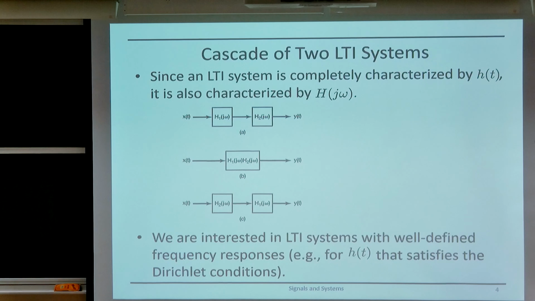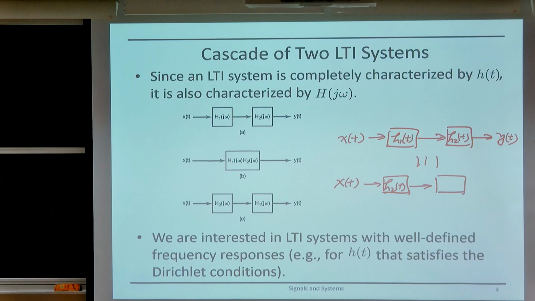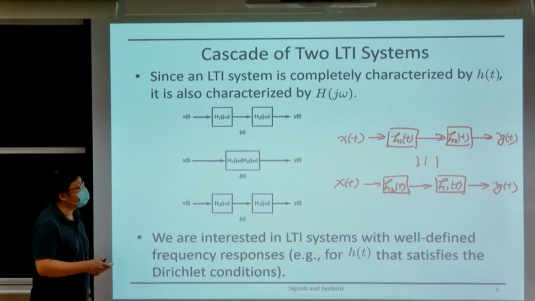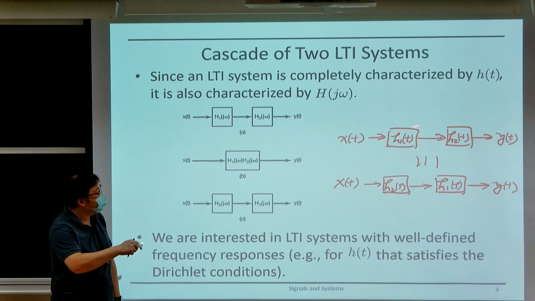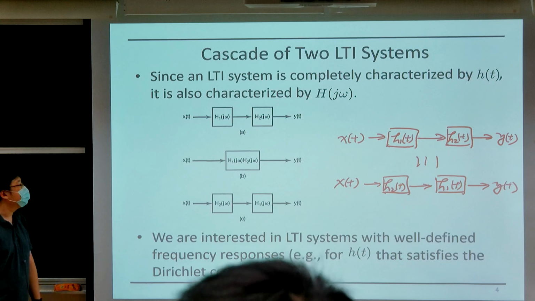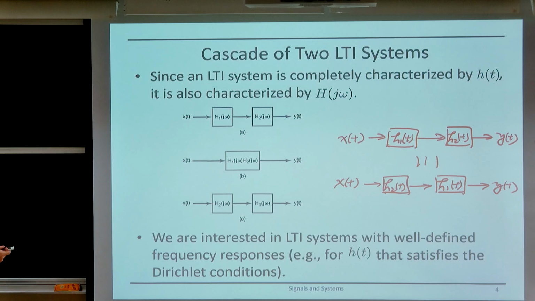So this is saying that if you have x of t first pass through a system h1 of t, and then through a system h2 of t to get y of t, this is equivalent to passing x of t first through h2 and then through h1. So previously, using the relationship of this convolution, we showed that when you cascade two linear time invariant systems, it doesn't matter what order you place the two systems. Now, with this convolution property, we can show the same thing using multiplication, which is much simpler.